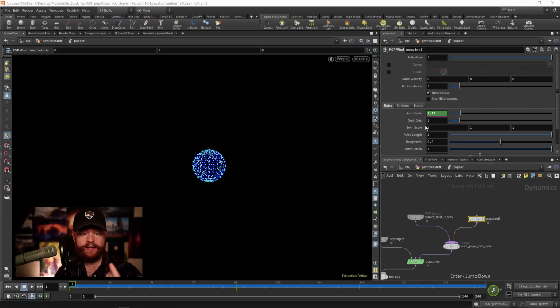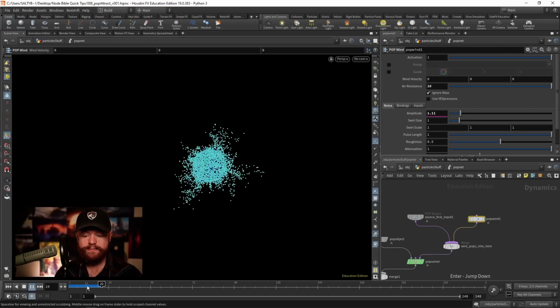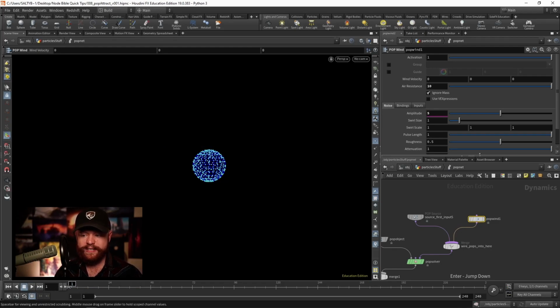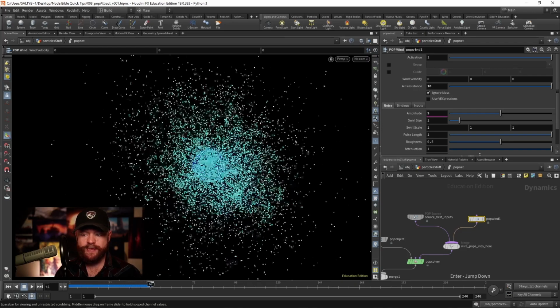Now, how quickly we reach this speed is going to be determined by the air resistance up here. The higher this gets, the faster the particles reach the goal velocity. So if I set that to 10, we immediately have this amplitude right here. If I set this to a crazy value, we can see that things go crazy.